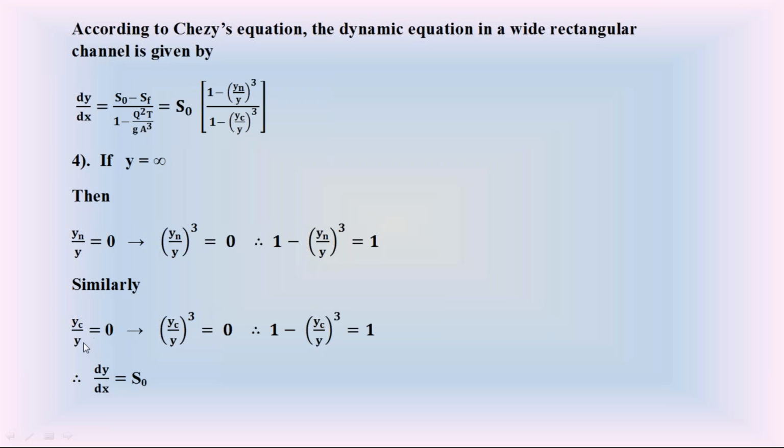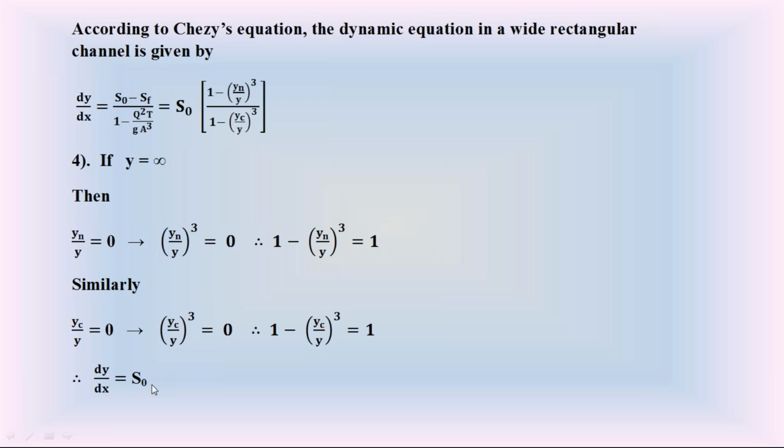Similarly, yc by y is 0, yc divided by infinity is 0. Y is infinity, so yc by y whole cube is 0, and 1 minus yc by y whole cube is 1. So for this fourth condition, if the depth of flow is infinity, the numerator is 1, the denominator is also 1. So for this fourth condition, the slope dy by dx is equal to S0. The slope dy by dx at the depth of flow infinity is equal to S0.